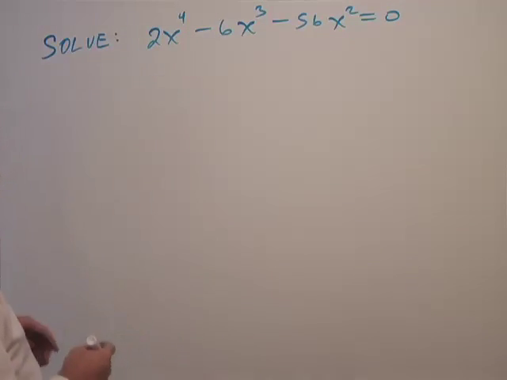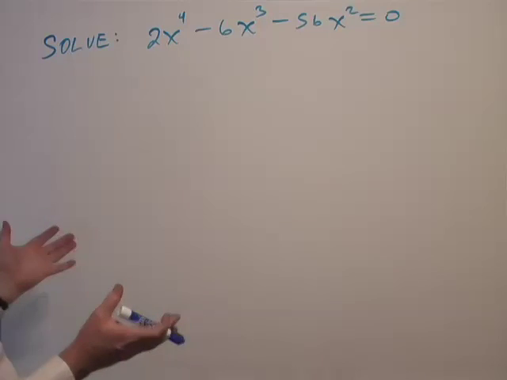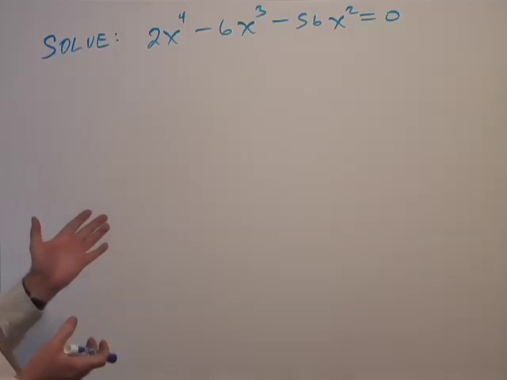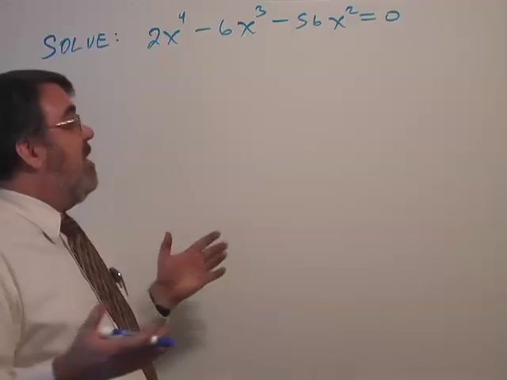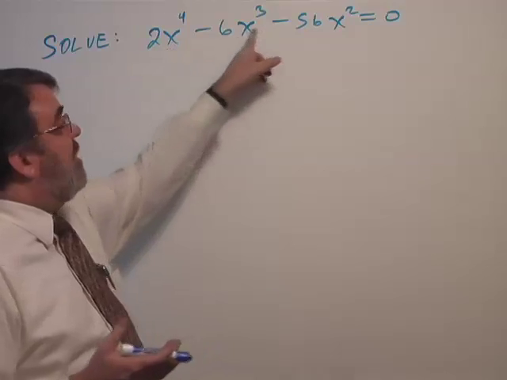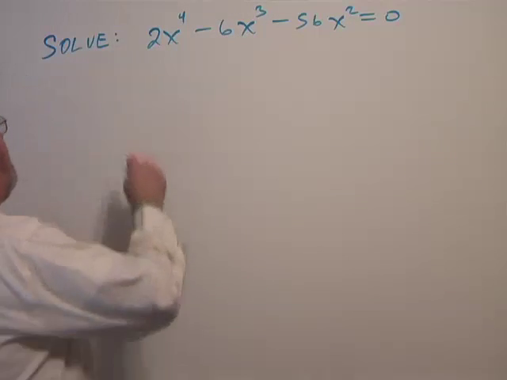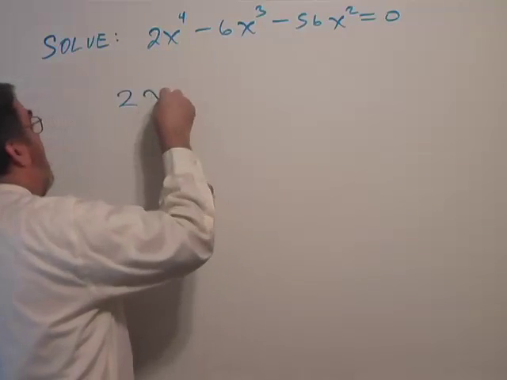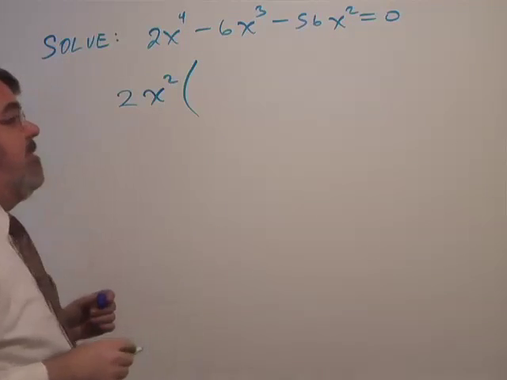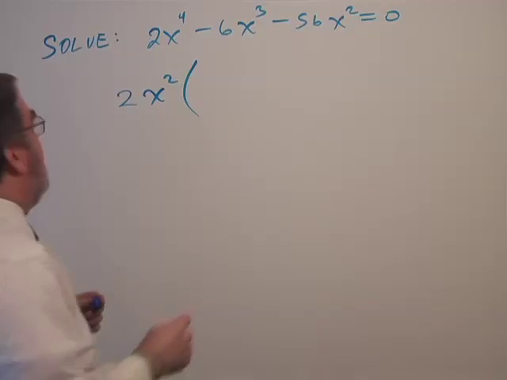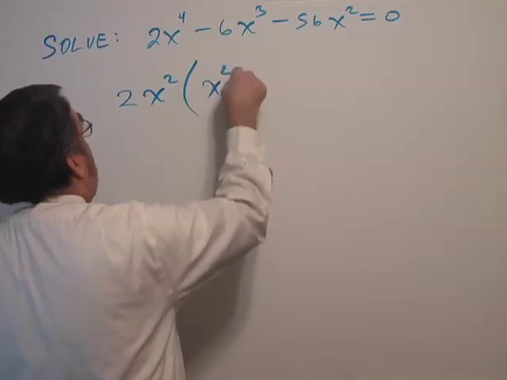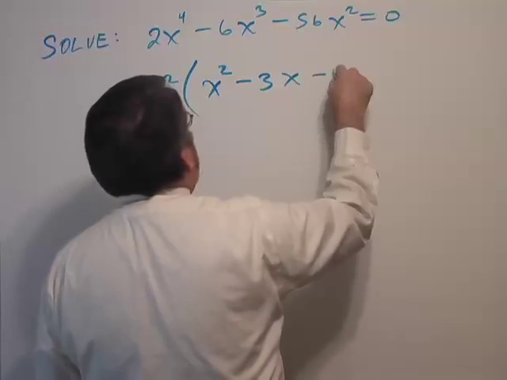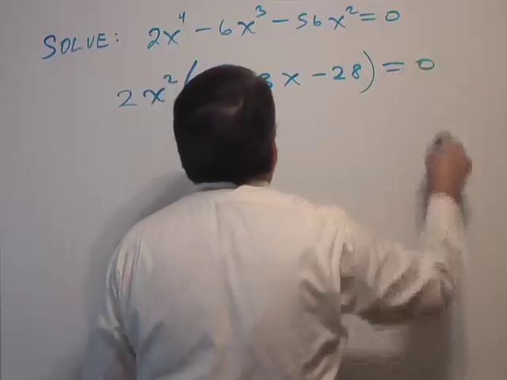Well, anyway, let's go about this. And what do you do? Well, let's try factoring again. And I'm looking at this, I'm seeing it has a greatest common factor I can take out. We have 2, 6, and 56. I could factor a 2 out. And x to the 4th, x cubed, x squared, we could factor x squared out. So if I factor this out, I'll end up with 2x squared times x squared minus 3x minus 28, and that equals 0.